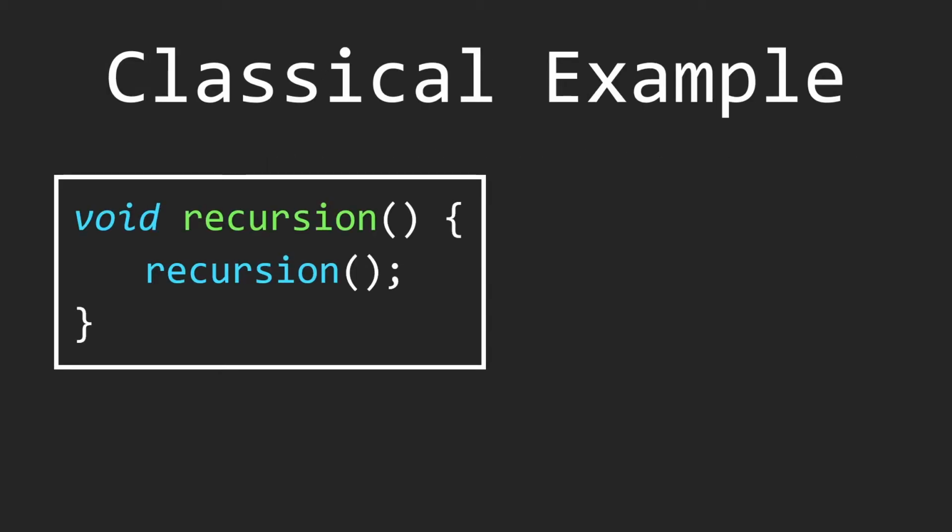Okay, so let's look at a classical example of recursion. This is probably the most basic version of recursion. As you can see here, we have a void recursion method, and what it does is it just calls the recursion method, itself. Once again, recursion is a programming technique where the method calls itself in its own body, right? So the recursion method is calling itself in its own body.